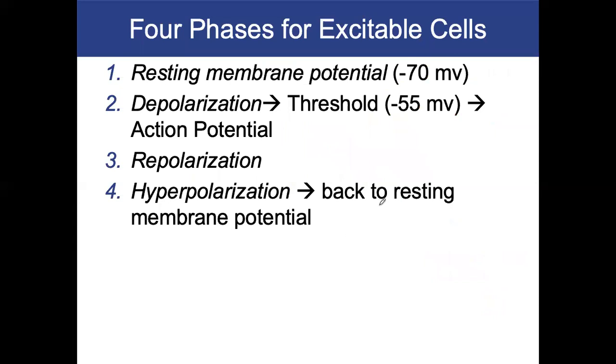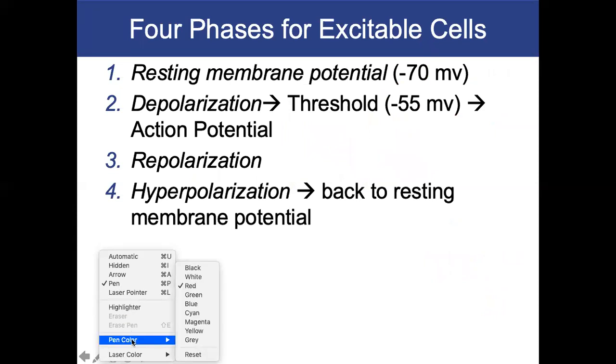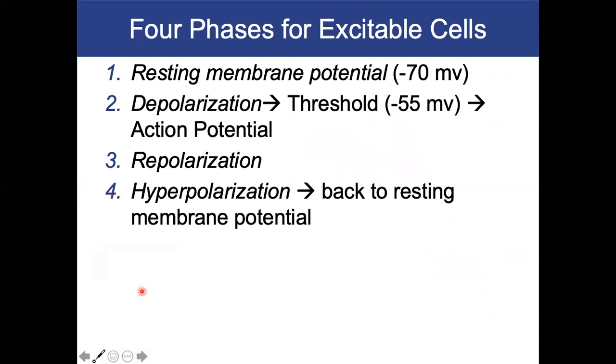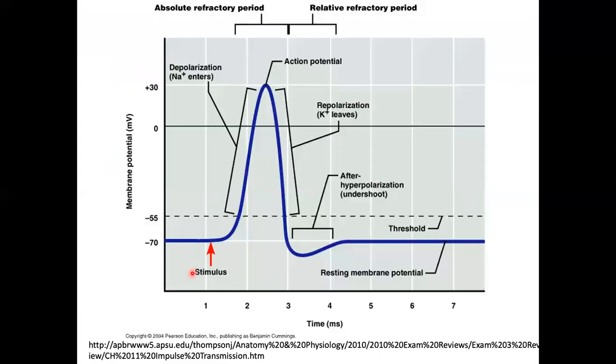Let's get into excitable cells. So resting membrane potential is the most important. You have to have resting membrane potential before you can have depolarization, repolarization, and hyperpolarization. Okay, so the 4 phases for excitable cells, which are nerves and muscles, would be resting membrane potential, then depolarization to threshold and depolarization producing an action potential, and then repolarization and hyperpolarization. Okay, so let's go over that.